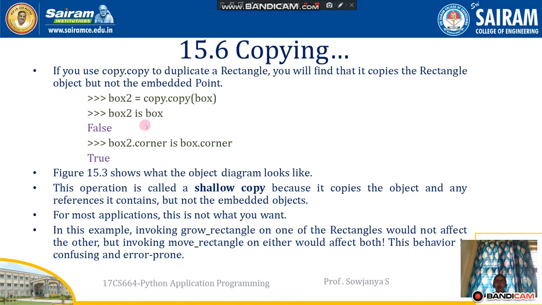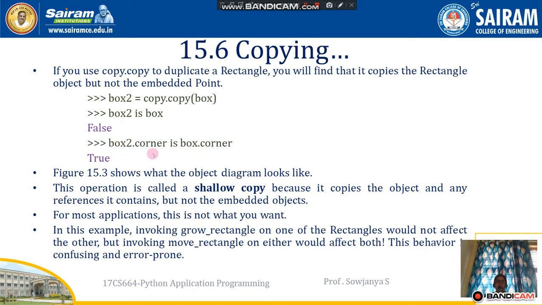That is also obviously false. Okay, so we can say box2 is equal to copy.copy of box. And if you try to assume that box2 is the same as box, no, that is false, but only the value data can be the same. Okay, so that is false. So box2.corner is box.corner.